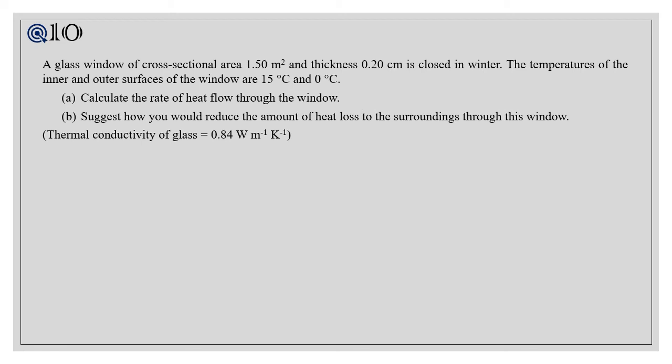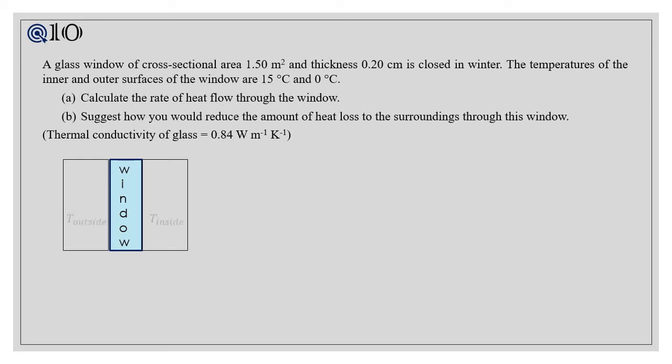And B. Suggest how you would reduce the amount of heat loss to the surroundings through this window. Given to us, thermal conductivity of glass is 0.84 watt per meter per Kelvin. So to tackle this question, first you should have a sketch of what we're given in the question.